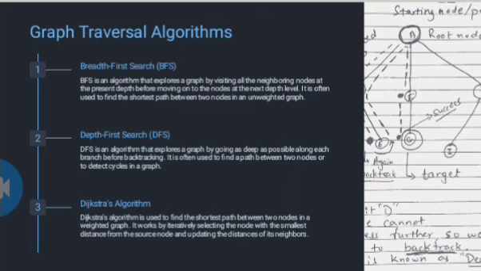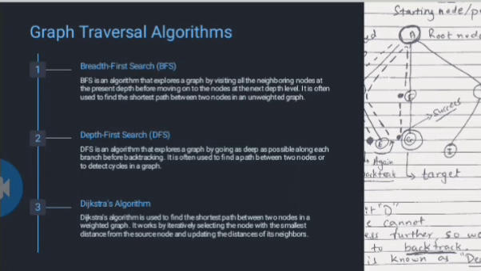Depth first search (DFS). DFS is an algorithm that explores a graph by going as deep as possible along each branch before backtracking. It is often used to find a path between two nodes or to detect cycles in a graph.